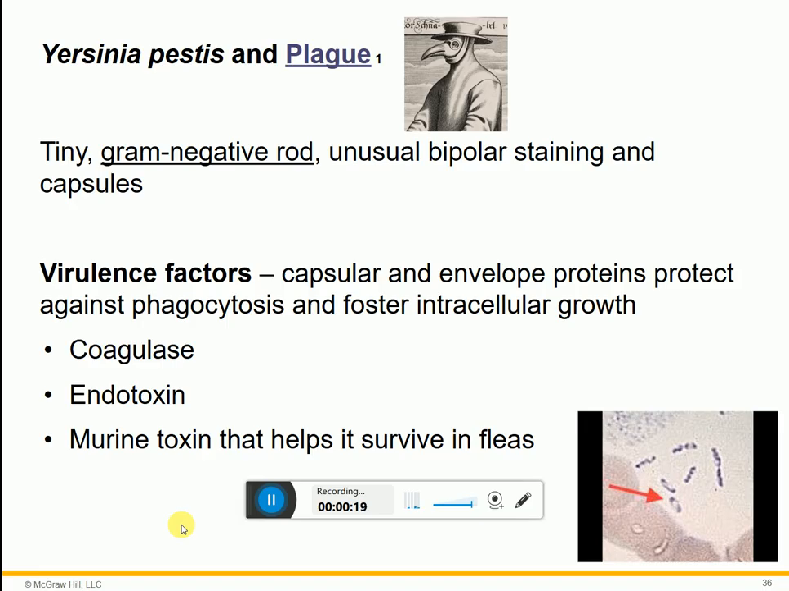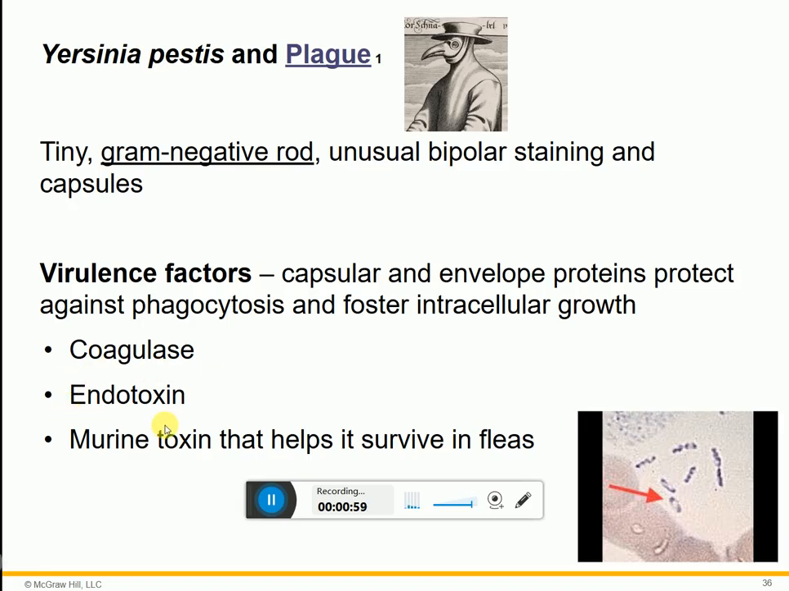The virulence factors of Yersinia pestis are that they are capsulated, so the capsule and the envelope both protect against phagocytosis. The Yersinia pestis bacteria secretes a coagulase enzyme. Coagulase causes blood clots, and we'll see how that manifests in the signs and symptoms of the disease. It also protects the bacteria, where the bacteria again surrounds itself with blood clots, hence preventing the immune system from seeing and recognizing the bacteria.